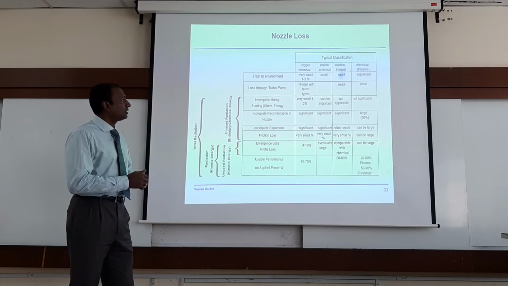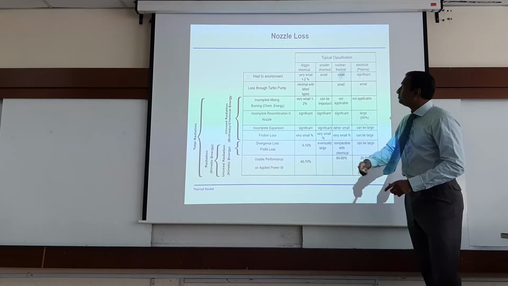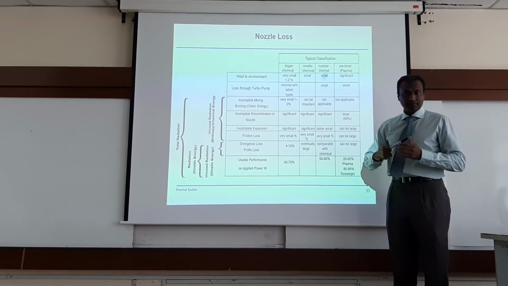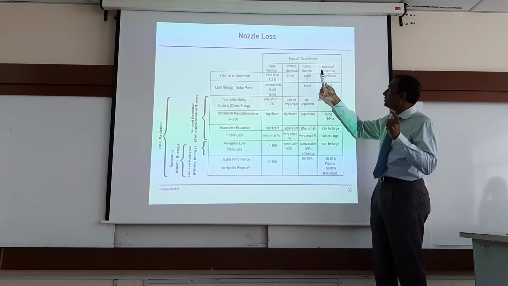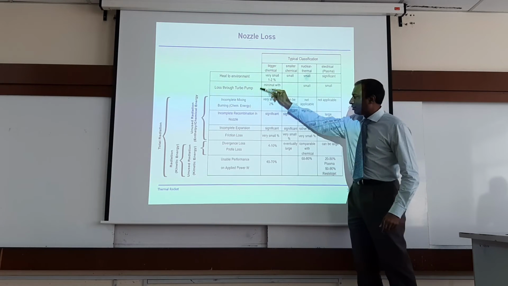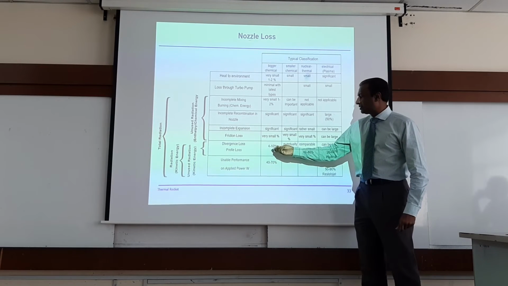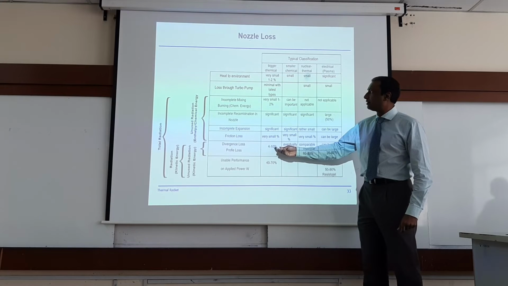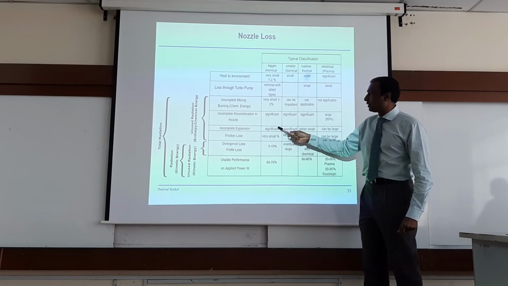Now, if you look at nozzle losses, what I'm doing here is classification: bigger chemical engines, smaller chemical engines, nuclear thermal engines, electrical engines. All these are types of engines. Then you have all these losses. Importantly, divergence loss is quite critical. Environment loss is quite small, and all these others are quite small.